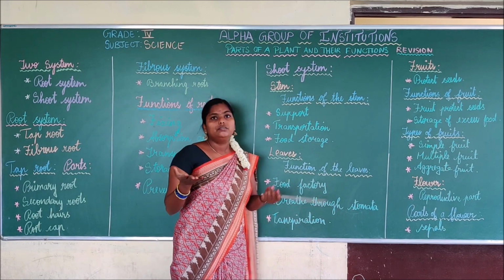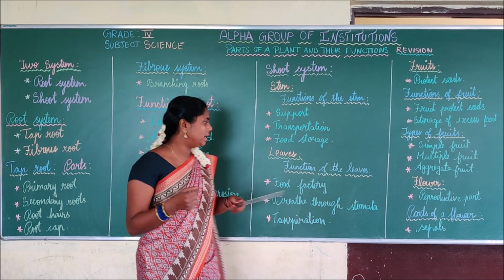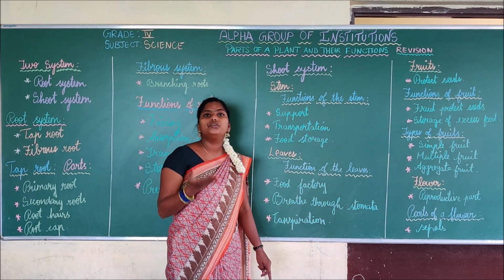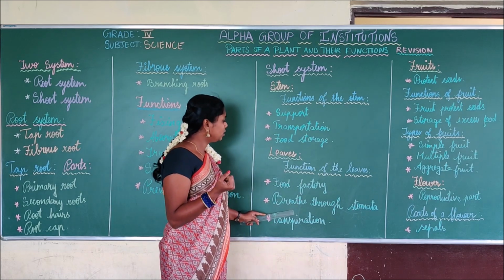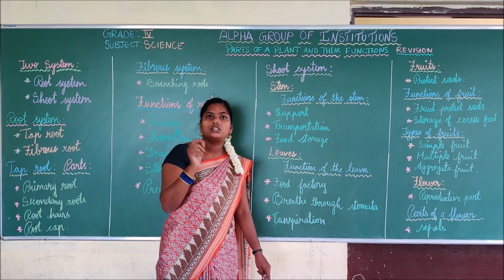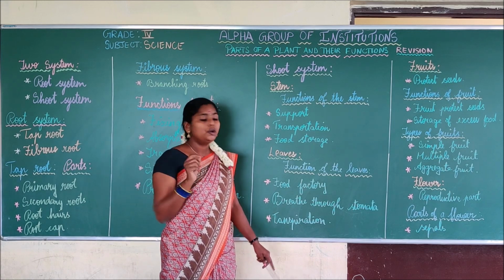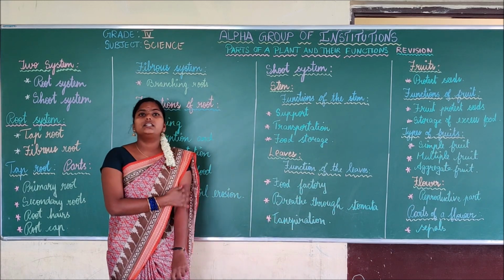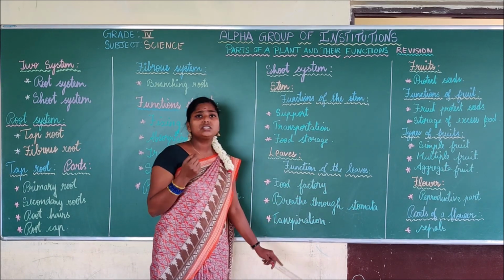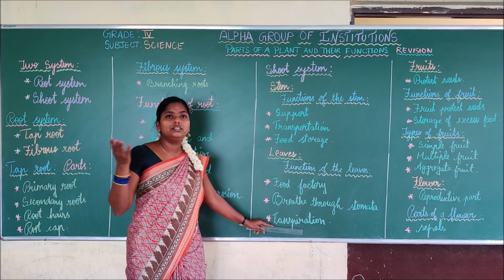So leaves will do the process of photosynthesis, which will give food for the plant. Functions of the leaves. Food factory. Leaf is called the food factory of a plant. Breathe through stomata. So these leaves have small tiny pores called stomata, and these help to breathe. They will take in carbon dioxide and they will send out oxygen. Transpiration. So the extra water will go away from the plant in the form of water vapor.